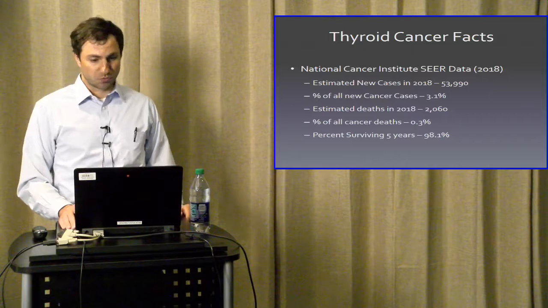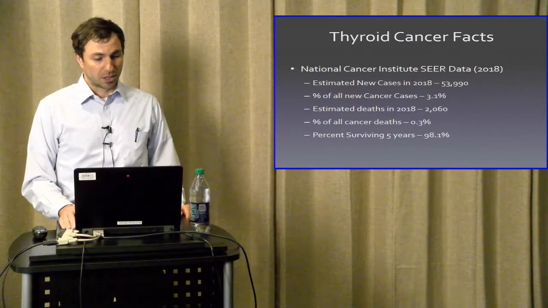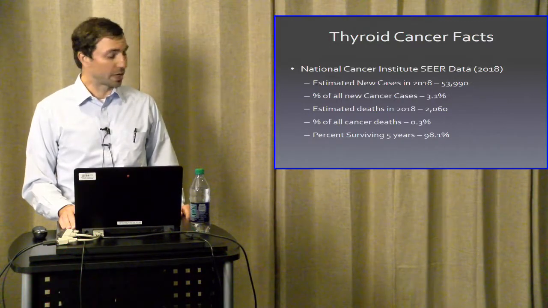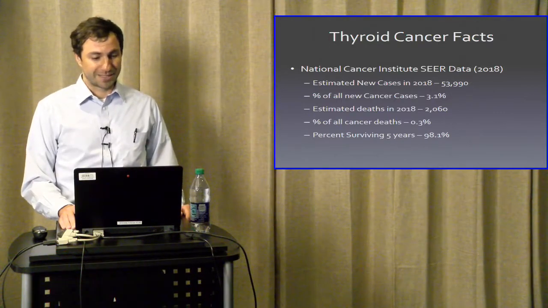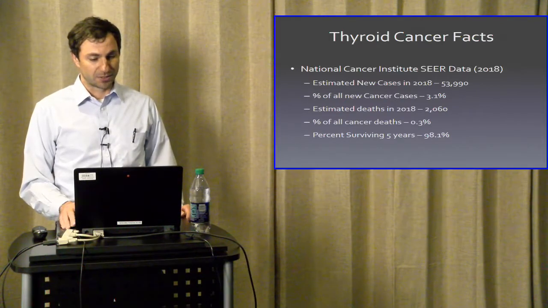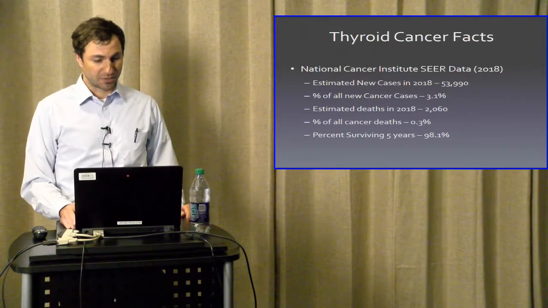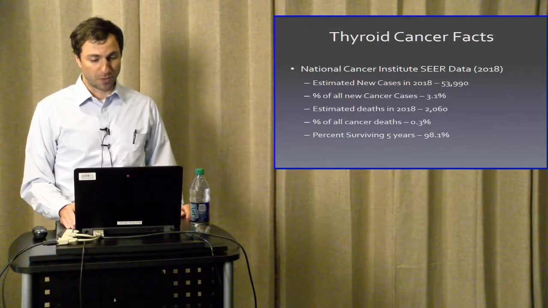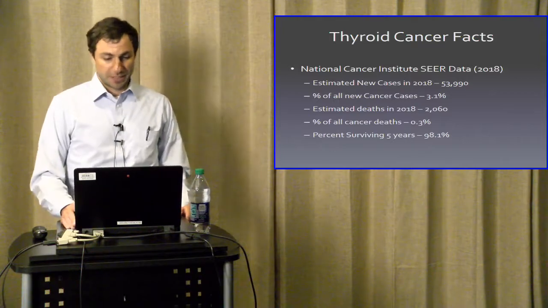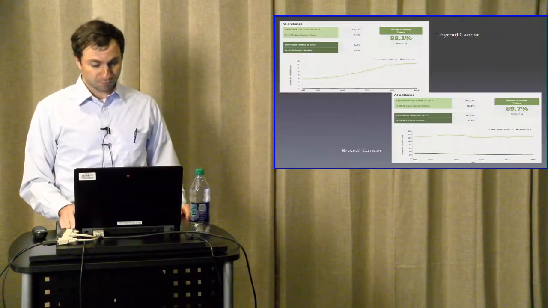This is the most recent National Cancer Institute data on thyroid cancer. An estimated 53,000, almost 54,000 cases will be diagnosed in 2018. This accounts for about 3.1% of all new cases of cancer in the U.S. It roughly causes about 2,000 deaths a year, which represents about 0.3% of all cancer deaths. And the 5-year survival is very good, 98.1%.